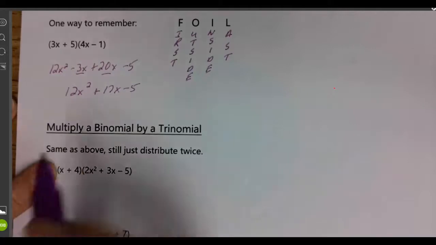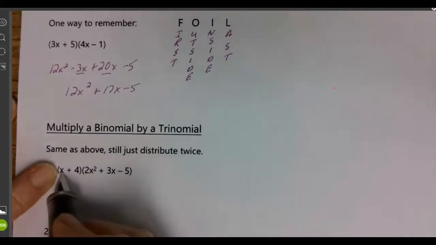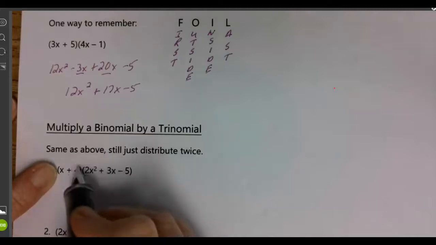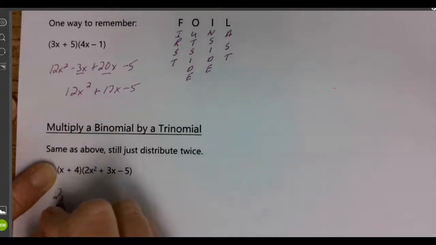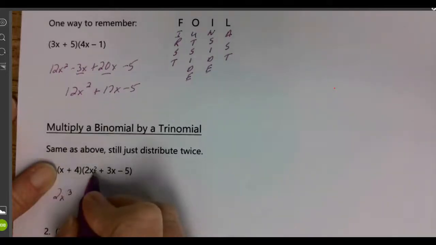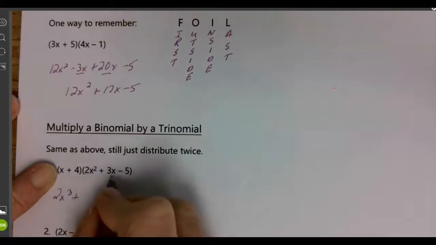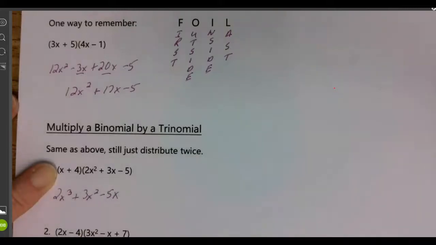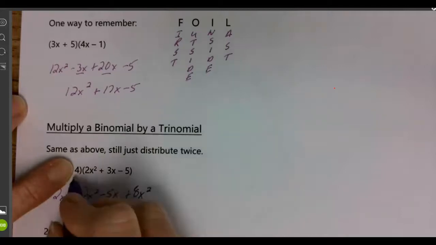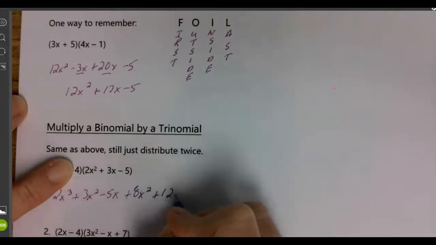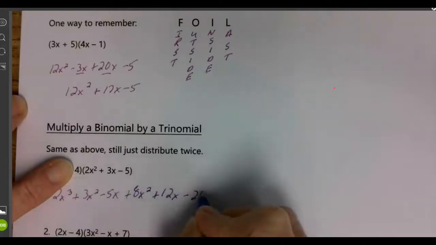So I'm going to put my finger here, and all I'm doing is I am taking x times every single term, and then I'm taking 4 times every single term. So I have 2x cubed, because I take x to the first times x squared, I add my exponents, plus 3x squared minus 5x. Now, just to emphasize my point, I'm going to do it in 2 different colors. So now I'm going to multiply 4 times everything. And it's a positive 4, so I don't have to worry about the sign. Plus 8x squared, 4 times 3x is 12x. 4 times 5 is 20.